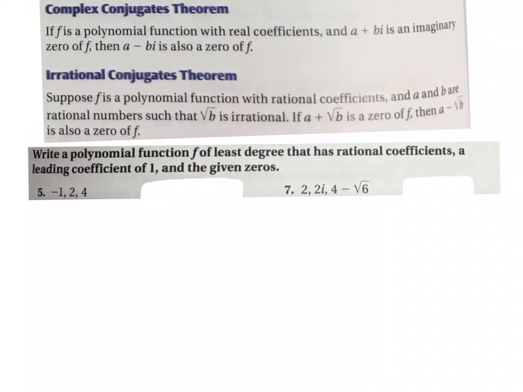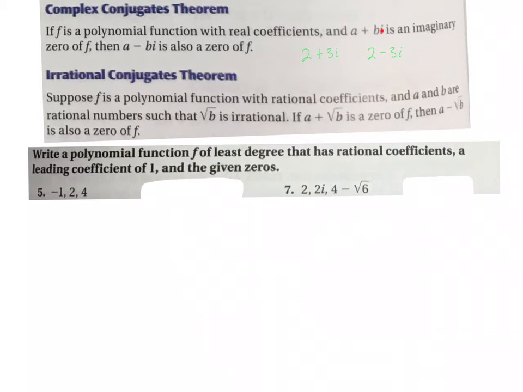All right, now this is the complex conjugate theorem. Remember a complex conjugate? If you had like 2 plus 3i, the complex conjugate of that is 2 minus 3i, just changing the sign of the imaginary part. And this theorem says, if f is a polynomial function with real coefficients, meaning the numbers in front of the variables are real numbers, and a plus bi is an imaginary 0 of f, meaning it's one of the solutions, then a minus bi is also a 0 of the function.